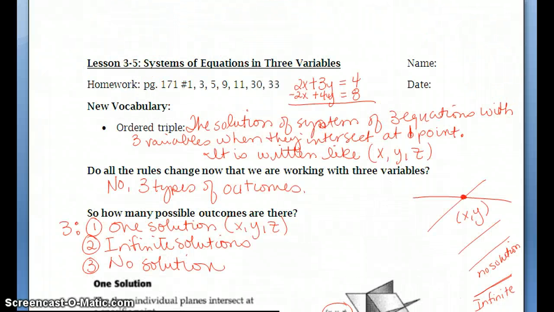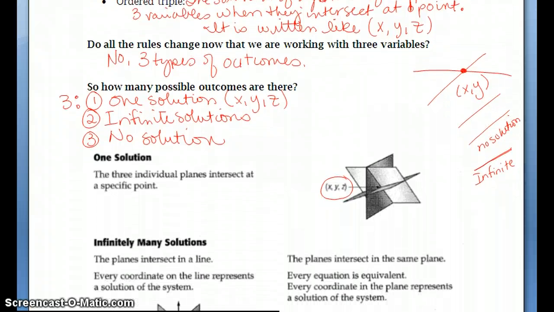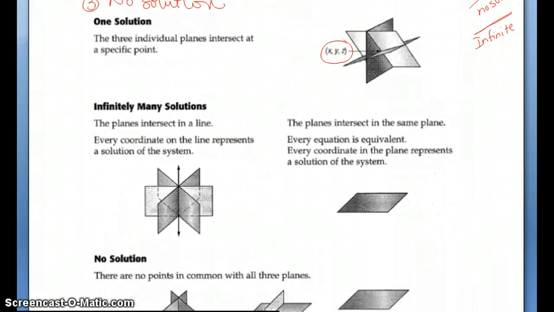The infinitely many solutions, let me take this on down. The infinitely many solutions are where the planes intersect in a line, and every coordinate on that line represents a solution of the system. Or the planes intersect in the same plane, every equation is equivalent, and every coordinate in the plane represents a solution of the system. So these are two different ways that it could be infinitely many solutions.